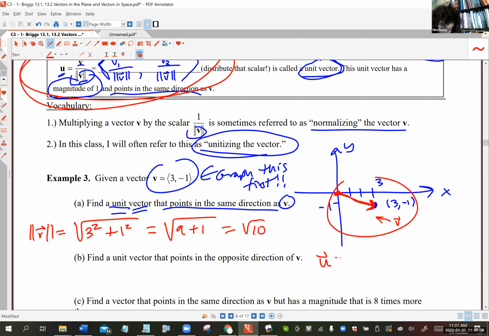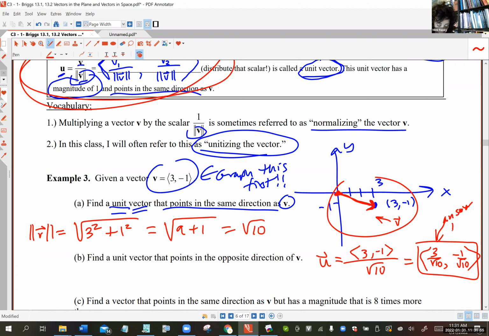So the u is simply going to be the vector v divided by this magnitude. And I'd like you to distribute your scalar to get full credit. So your final answer to part A is this. Now, I know somebody's going to ask me, so I'm going to ask myself, do you need to rationalize your denominators in this course? No, I never require it. If you want to, go ahead, but I'm okay with square root of 10 being in the denominator for the rest of the semester.